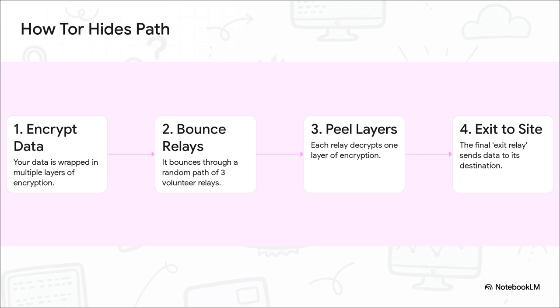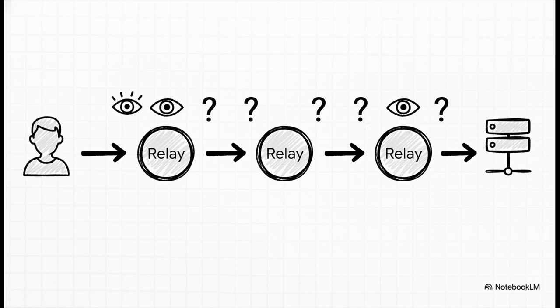And here's the secret sauce, the most crucial part. No single computer in that three-stop chain knows the full story. The first one knows you sent something, but not where it's going. The last one knows where it's going, but not who you are. And the one in the middle, it knows basically nothing. That's how it works. That's the genius of it.